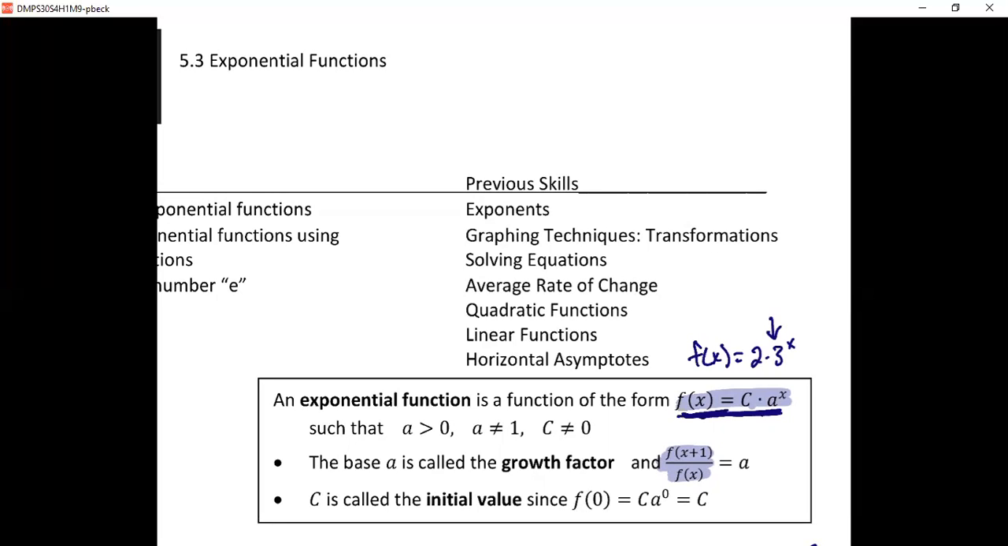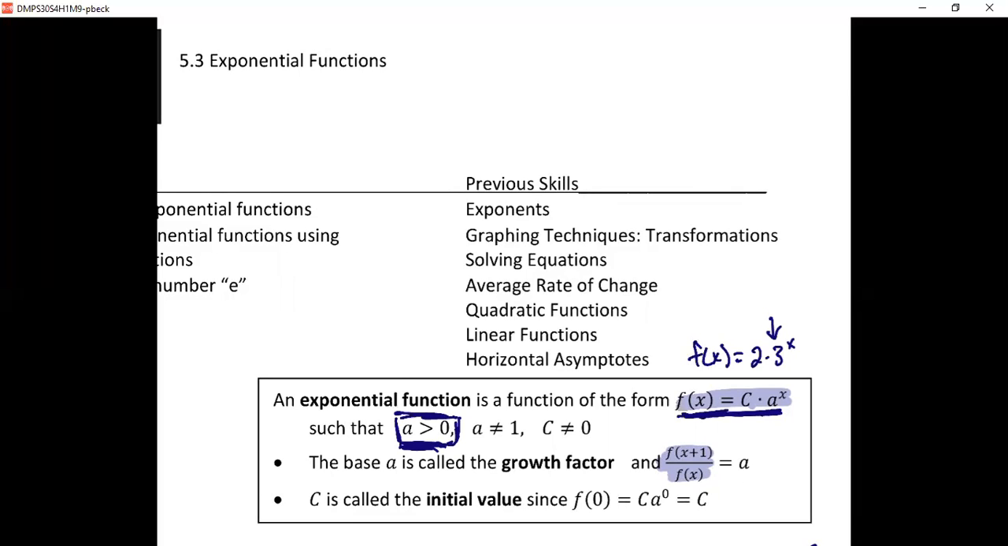Now, what's important about this base is that this a value must be greater than 0. If a is not greater than 0, then we start ending up with some pretty extreme cases. In fact, it's hard for graphing utilities to graph that function, because sometimes you have positive values, sometimes negative values, sometimes imaginary values. So we define it as a greater than 0. Now, a is not allowed to equal 1, because then we would have a horizontal line. And c is not equal to 0, because once again we would have a horizontal line.